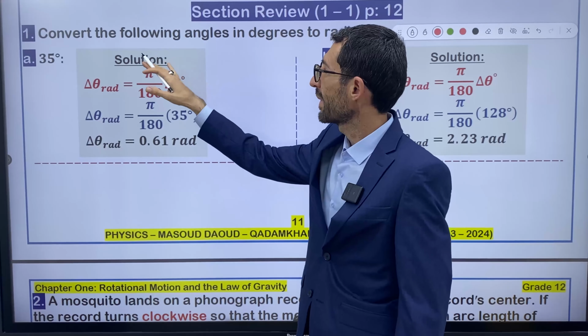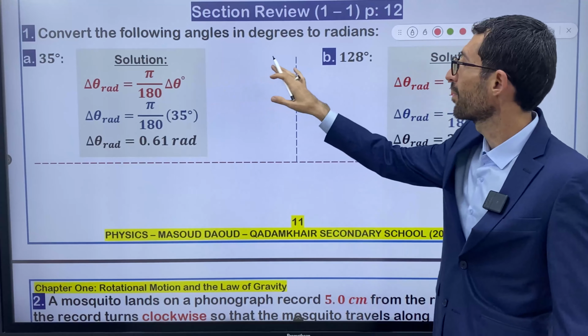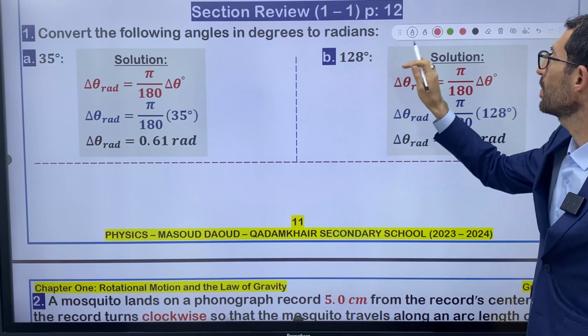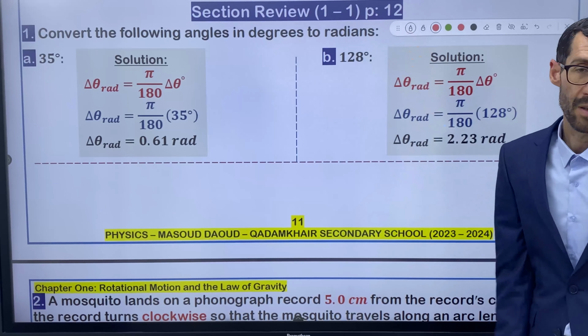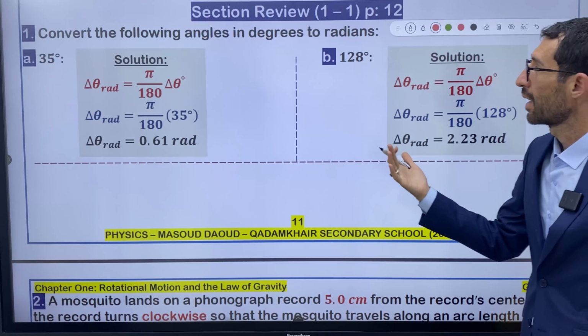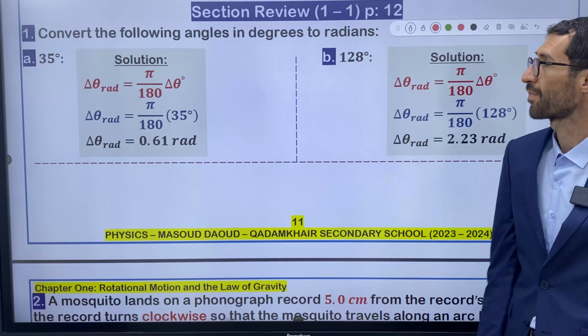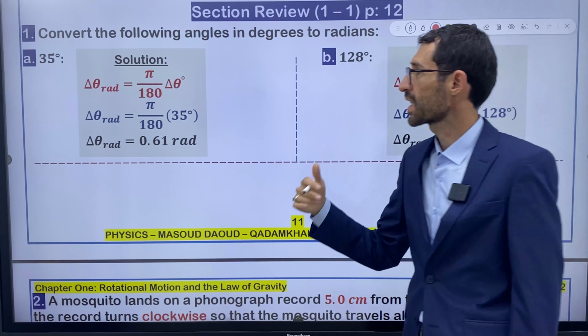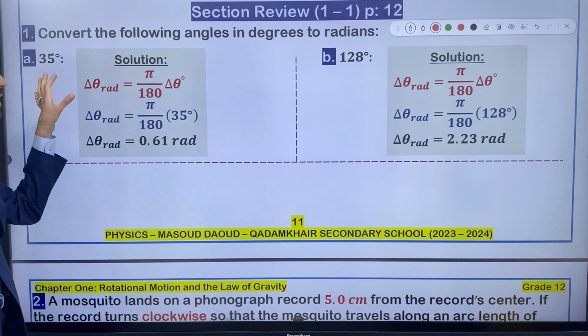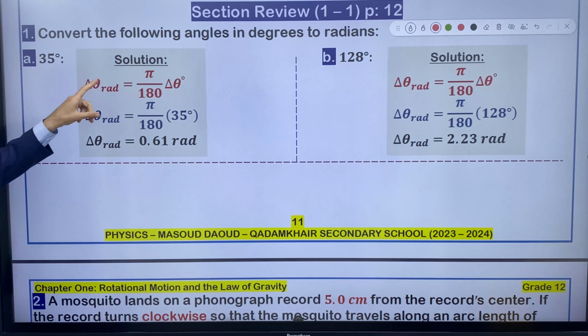Question number 1, convert the following angles in degrees to radians. Right? We want to convert these angles from degrees to radians. The first one, A, 35 degrees. We have 35 degrees actually.